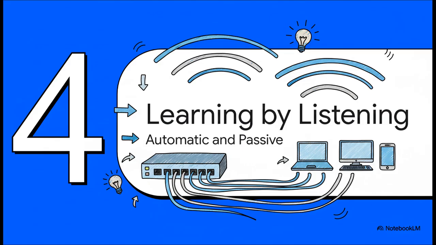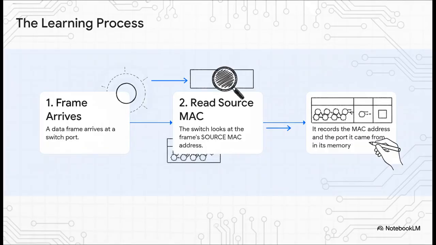Okay, this next part is the real aha moment. This is what makes switches so amazing. You don't have to tell it anything. You don't have to configure a thing. The switch learns the entire network layout all by itself, just by listening. And the way it learns is so elegant. Check it out. Step 1, a little packet of data, called a frame, shows up on one of the switch ports. Step 2, the switch just takes a quick peek inside and looks at the source MAC address.